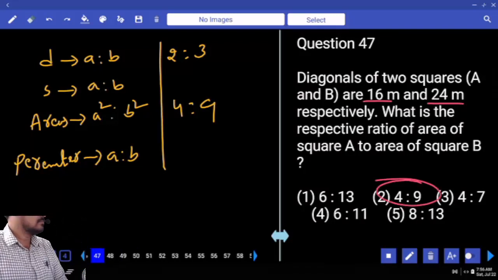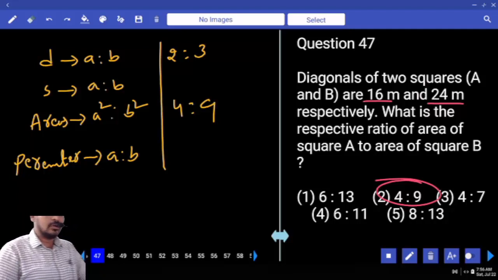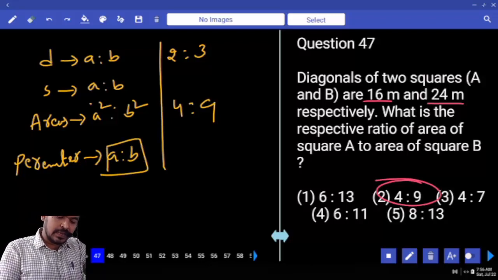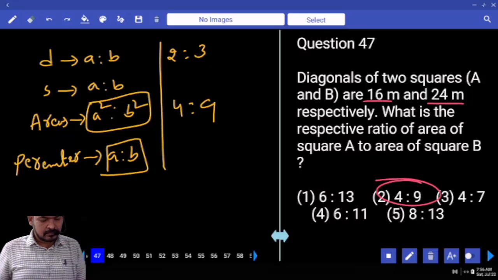Perimeters. Suppose if we required perimeter ratio, what is the answer? 2 is to 3. Sides also 2 is to 3. But areas 4 is to 9. When perimeters are A is to B means areas are A square is to B square.